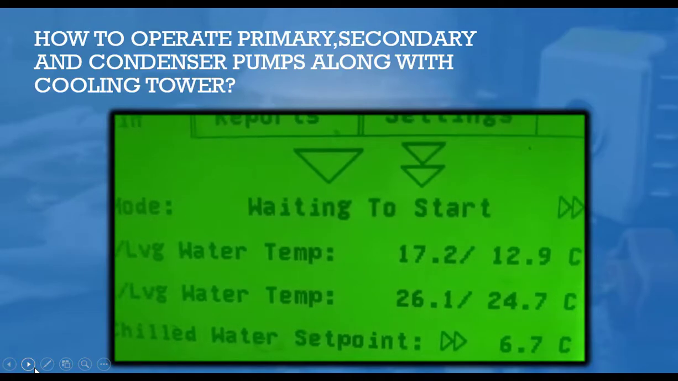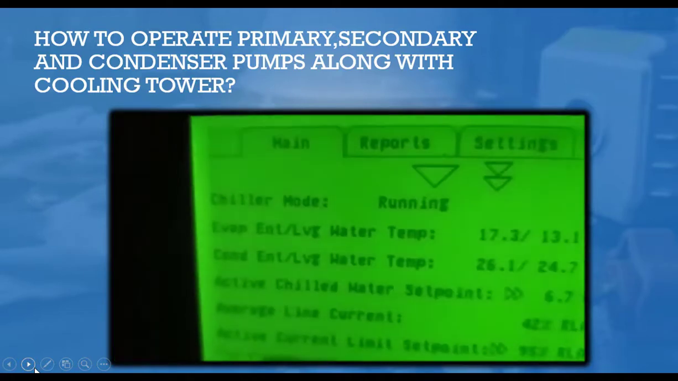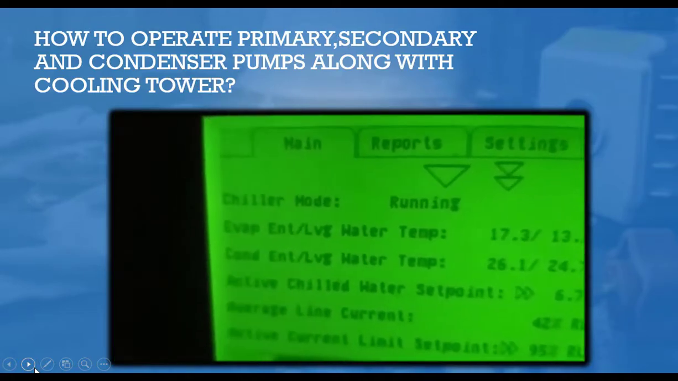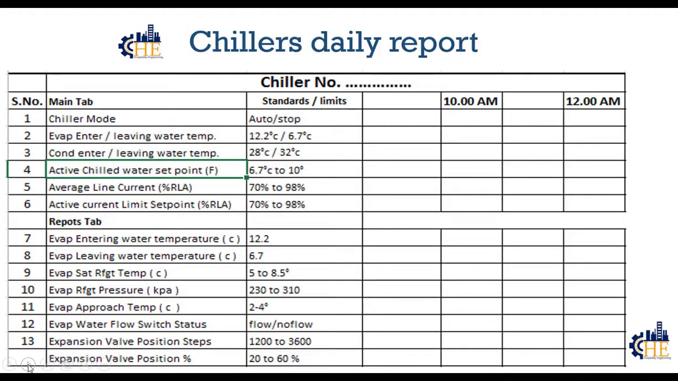Now note down the readings from the chiller display. As per the chiller manufacturer's daily log report, note down the following chiller readings. Chiller mode of operation, auto stop. The standard limits you have to take from the OEM manual, and ensure you take the readings every hour or every 2 hours.